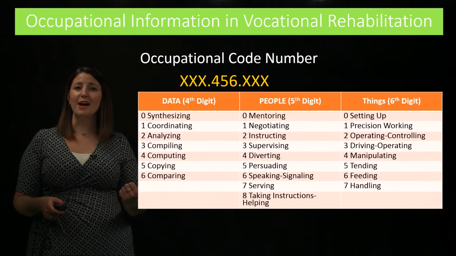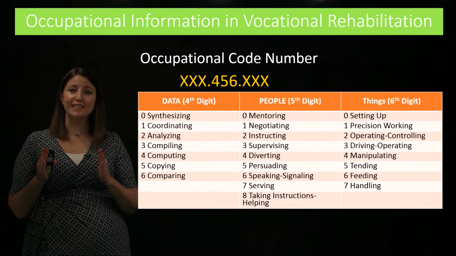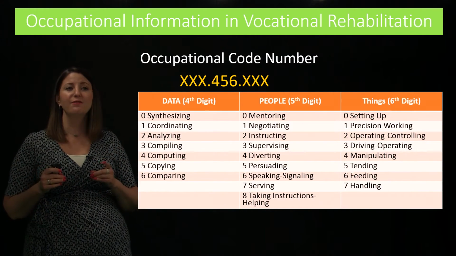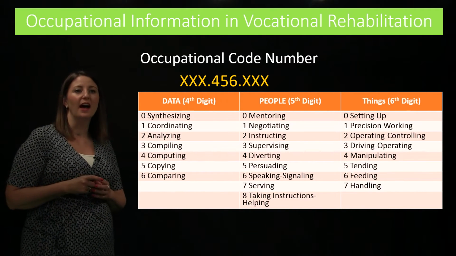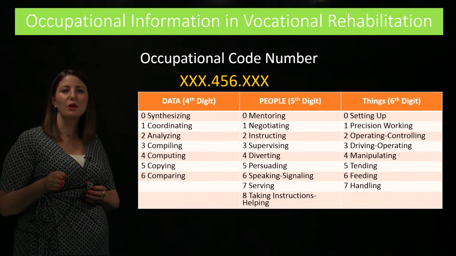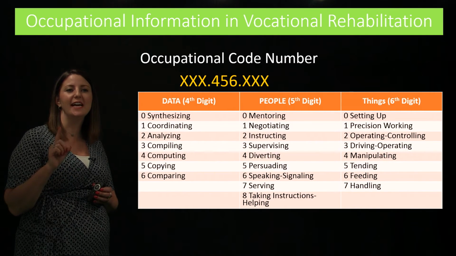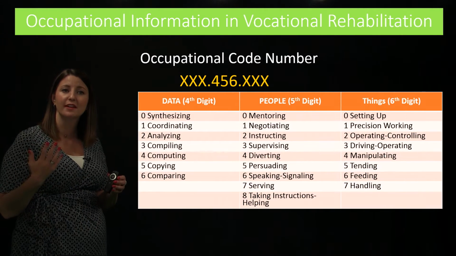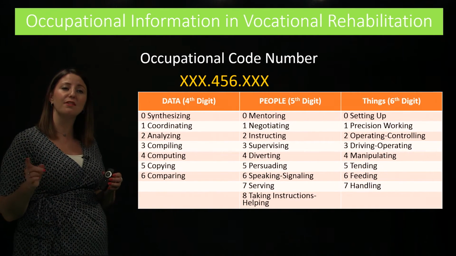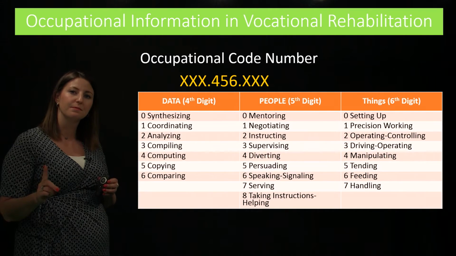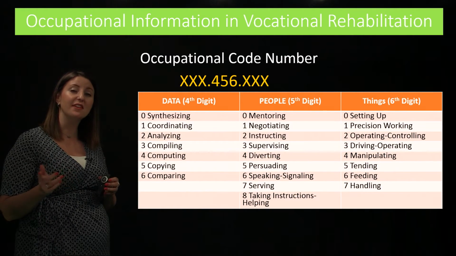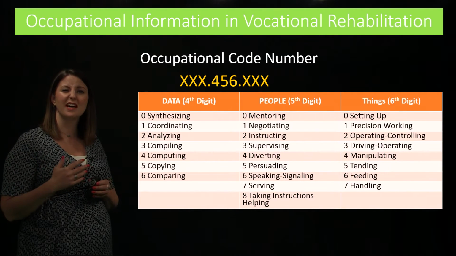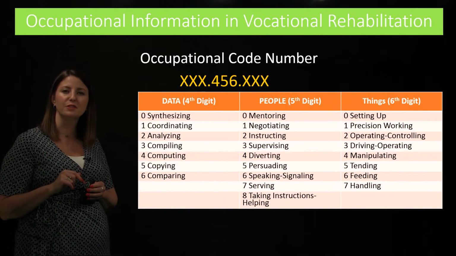So here's a look at what those second, third digits look like extrapolated down. As you can see, the fourth digit, remember, represents data. So how does this worker function in relation to data? Do they synthesize data, coordinate, analyze, compile, etc.? If they coordinate data, then their fourth digit is going to be a 1. Instead, if they synthesize data, their fourth digit is going to be a 0. And so it's important for us to be aware of what those individual differences are.